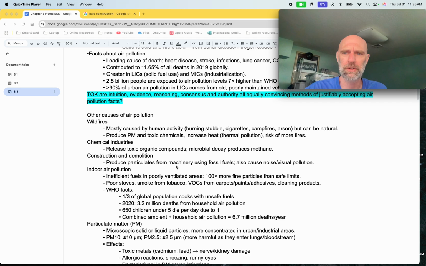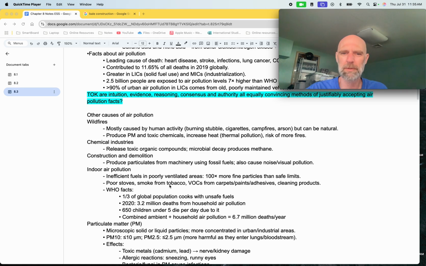Induction is purely electrical, by the way. It works off magnets for heating. Indoor air pollution and inefficient fuels. All right. Let's see where we're at here. Yep, 100 times more fine particles than safe limits. Yep. Poor stoves, smoke from tobacco.